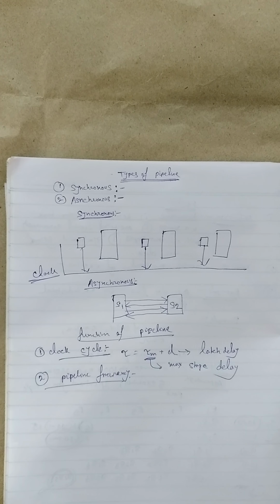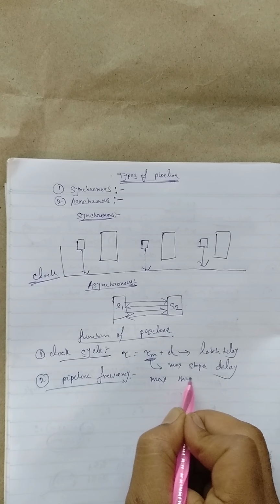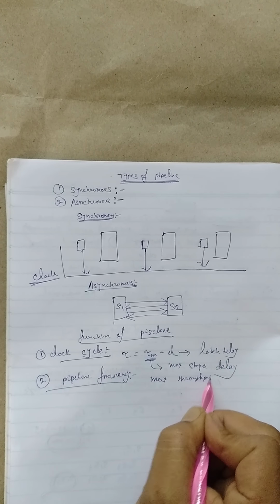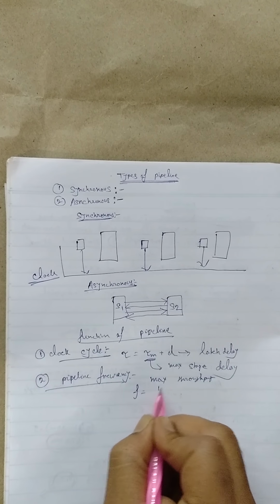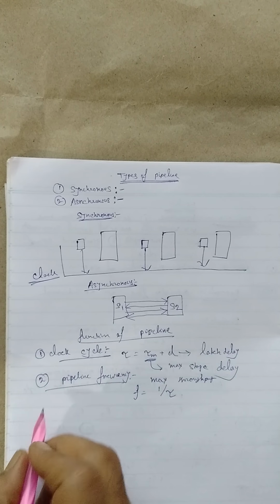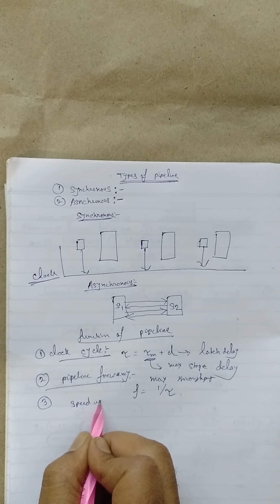What is the definition of pipeline frequency? It means maximum throughput of the pipeline. It is used to measure the performance of the pipeline processor. It is denoted as F, which can be represented as F equal to 1 by tau. Next, what is speed up?